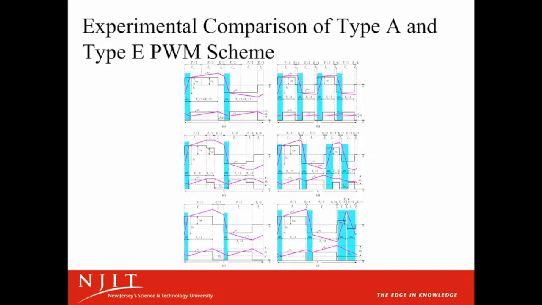Also, in the neighborhood of delta equals plus or minus 30 degrees, one of the two active vectors attains maximum magnitude, and the other vector reaches a minimum. As a consequence, both PWM schemes were able to reach maximum flux density on the transformer, even though the type A is only half the frequency.